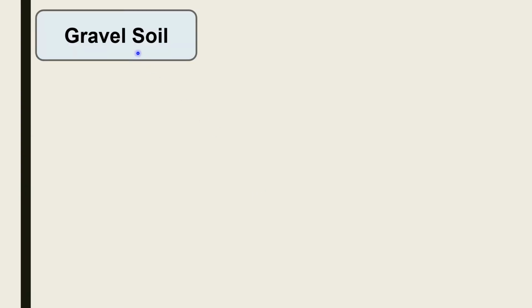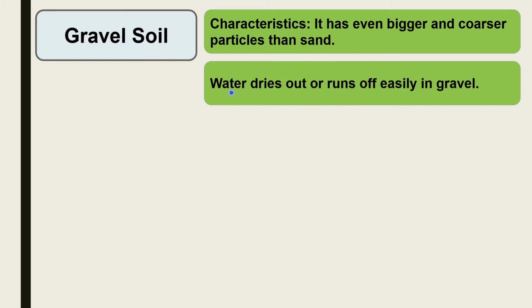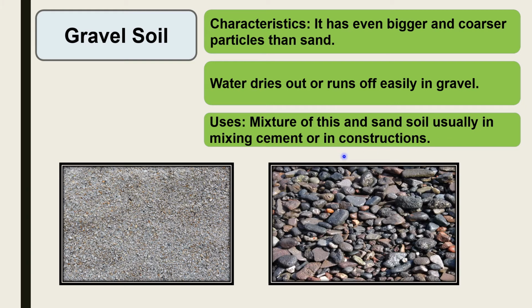Next is gravel soil. A characteristic of this is that it has even bigger and coarser particles than sand. So water dries out or runs off easily in gravel. The use of this is as a mixture, usually in mixing cement or in construction. In short, we use gravel in making a house, a building, a skyscraper. It depends on it. So these are the pictures or examples of gravel soil.